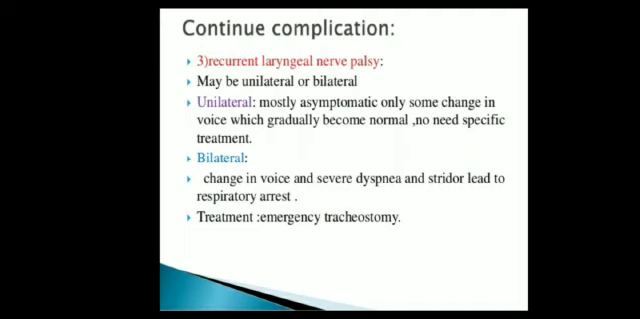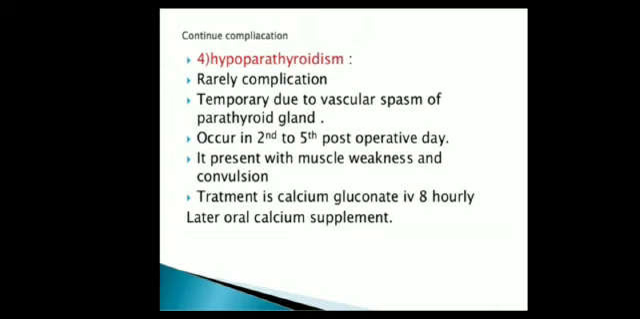Recurrent laryngeal nerve palsy may be unilateral or bilateral. Unilateral is mostly asymptomatic, or only some change in voice which gradually becomes normal, with no need for specific treatment. Bilateral causes change in voice and severe dyspnea and stridor, leading to respiratory arrest. Treatment: emergency tracheostomy.